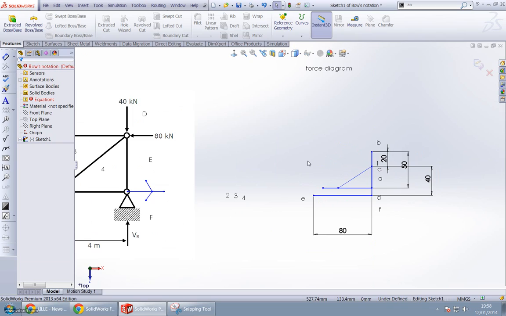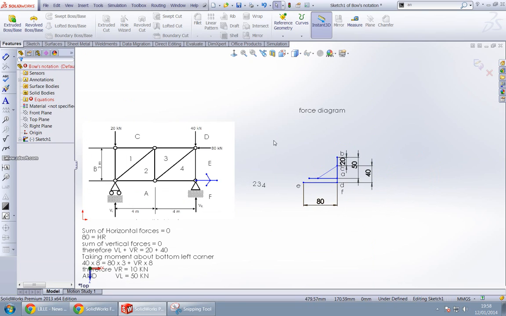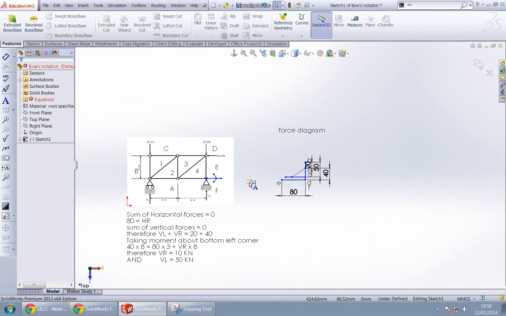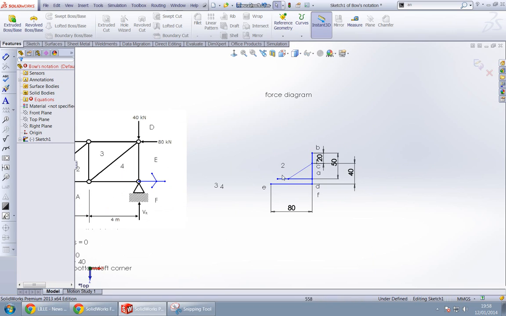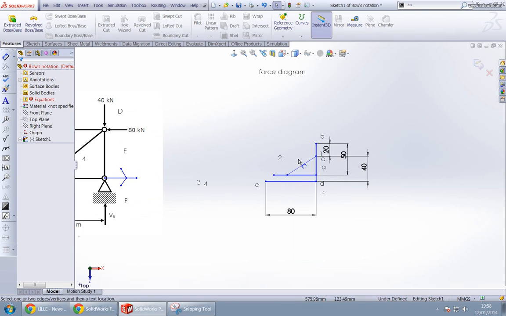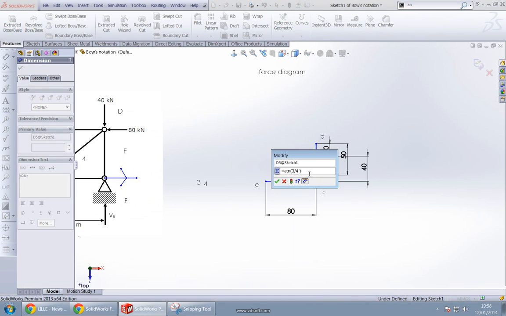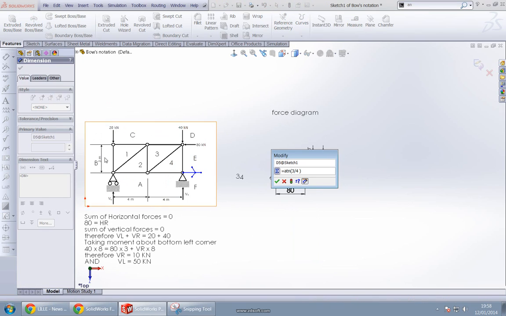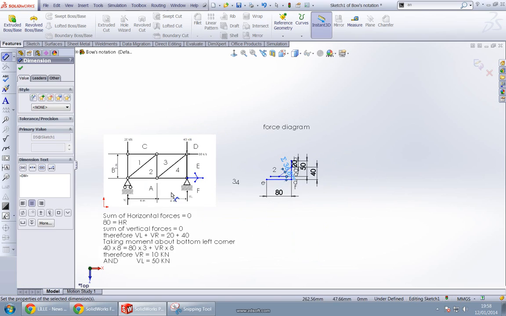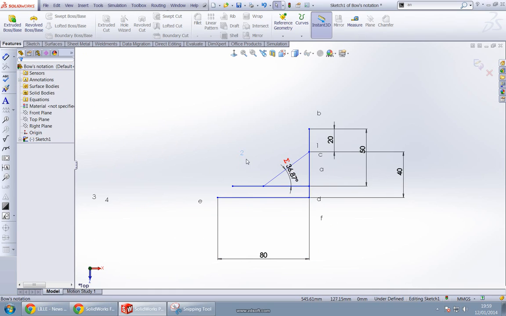But here the angle is very important, to know the exact angle between these two. We know that this point is point 2, but to find the exact place we need to find this angle. This angle should be the same as the angle between 1 and A, and that would be tan inverse of 3 by 4, which is 36.87 degrees. So we get this angle, and this point is now 2.